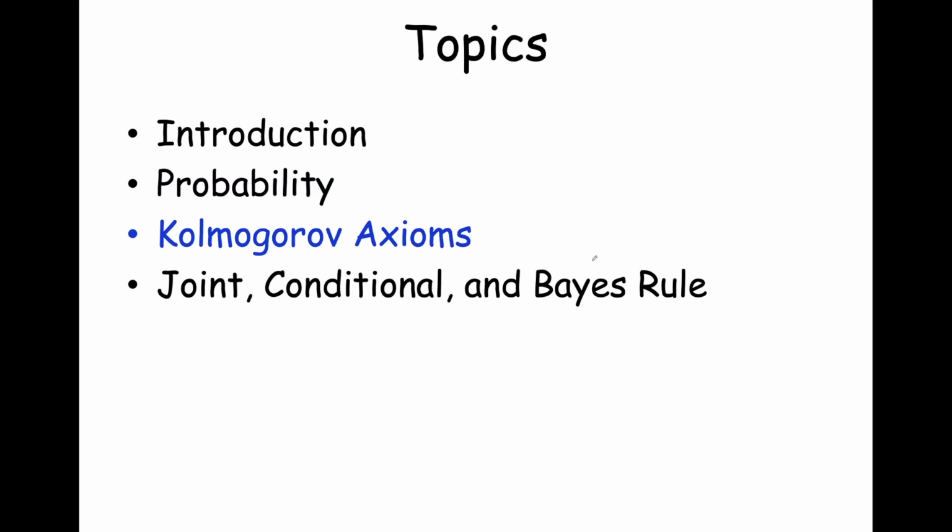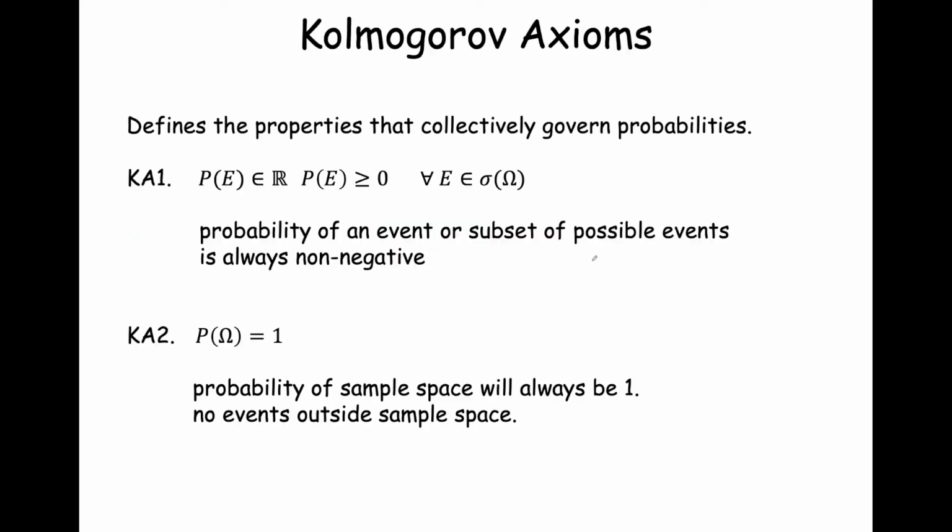So let's take a look at some governing properties of all probabilities. These are the so-called Kolmogorov axioms. And now, in order to be a proper probability, your function has to satisfy the Kolmogorov axioms. And there are 3 of them, along with a number of axioms.